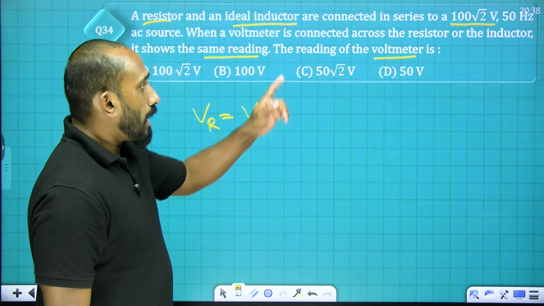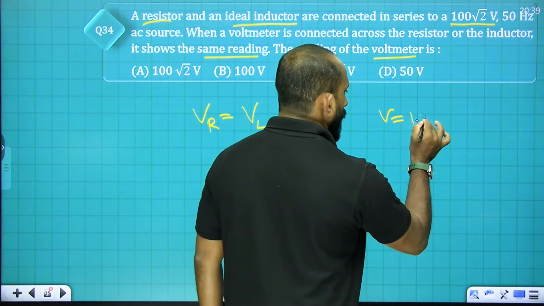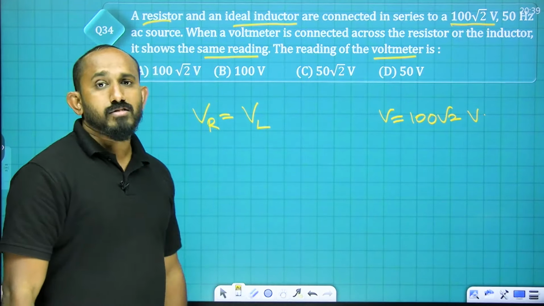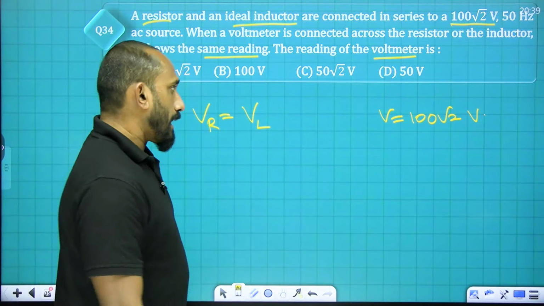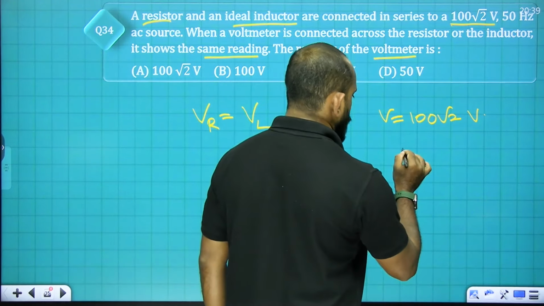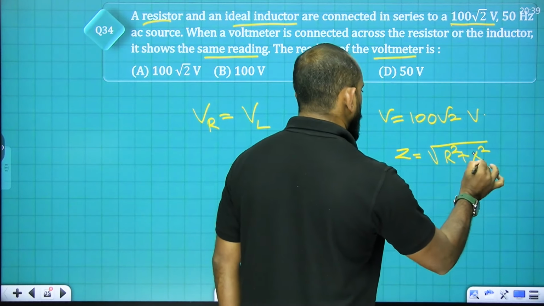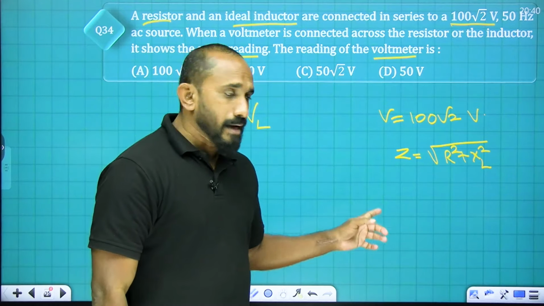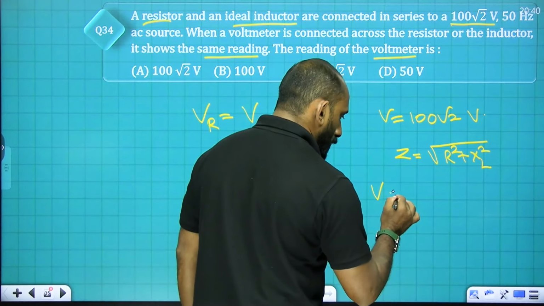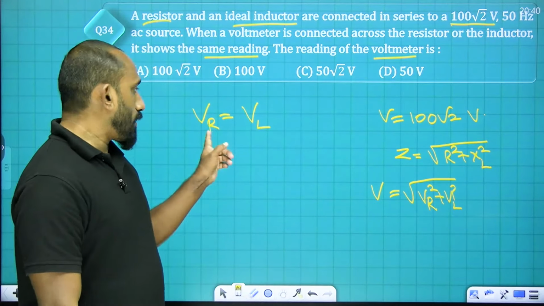So here 100 root 2 volt is the external voltage applied. So V is equal to 100 root 2 volt, and frequency is given as 50 Hertz. Now we know if VR is equal to VL, then tan phi, we know the equation, the ratio of this. Now the net impedance Z will be root of R square plus XL square. Then we have the resultant V equal to root of VR square plus VL square. Now it's given VR is equal to VL.